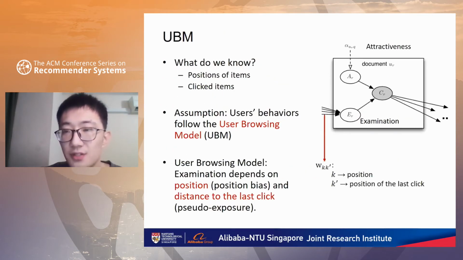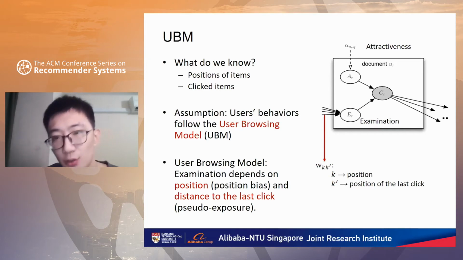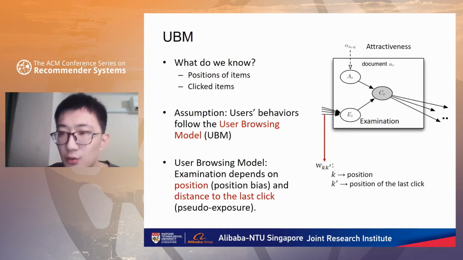We first introduced the UBM model. In the above-mentioned process, we consider what can be used to address these two challenges. For each record that includes all the recommended items and clicks, we know the positions of items and the clicked items. Thus, we can use this information to estimate the influence of position bias and shadow exposure.